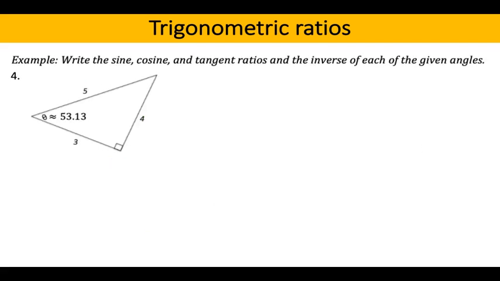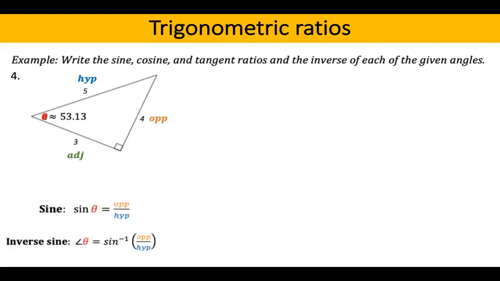Let's look at example number 4. We're going to again write the sine, cosine, and tangent ratios and its inverses for each for the given angle. So this time our angle is actually a measurement of 53.13. It's an approximation. It's not exactly that value. So first, for our triangle, let's label from that theta angle. Of course, the hypotenuse is opposite the 90-degree angle. Opposite our theta angle, we have the 4, and then adjacent is the 3.